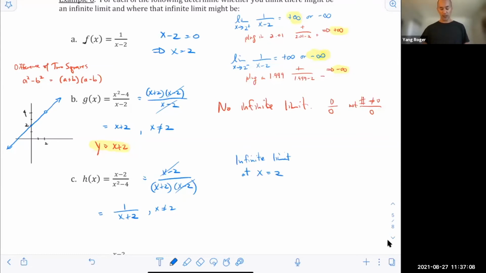Why is there a 1 on top right here? So what happened was this guy is equal to this. I factored the denominator. And then because I have a common factor of x minus 2 in the numerator and x minus 2 in the denominator, I was able to cancel both of those out. And that leaves a 1 on top. And just the x plus 2 survives on the bottom.